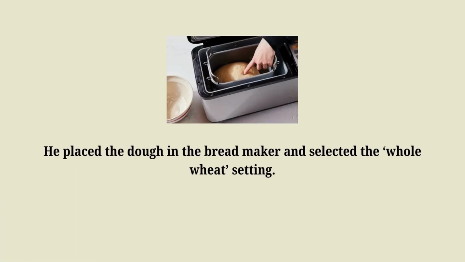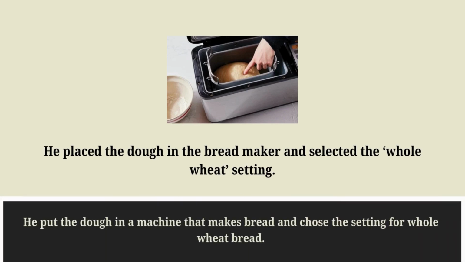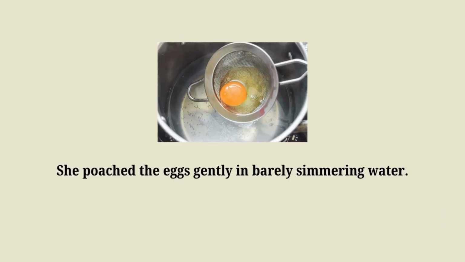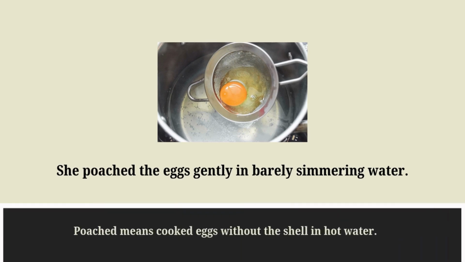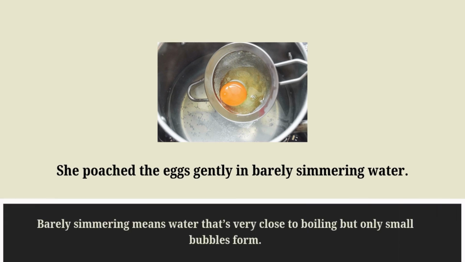He placed the dough in the bread maker and selected the whole wheat setting. In simple terms, he put the dough in a machine that makes bread and shows the setting for whole wheat bread. She poached the eggs gently in barely simmering water. Poached means cooked eggs without the shell in hot water. And barely simmering means water that's very close to boiling but only small bubbles form.